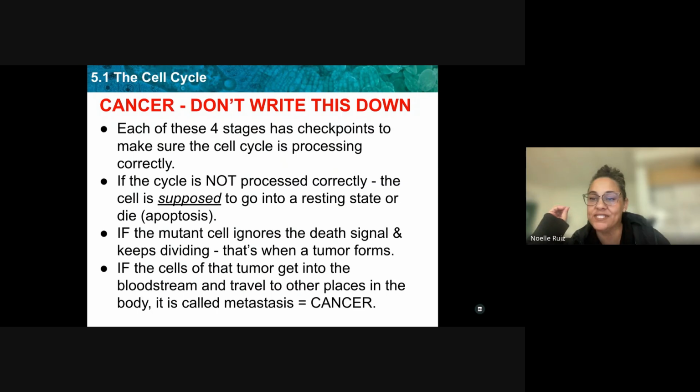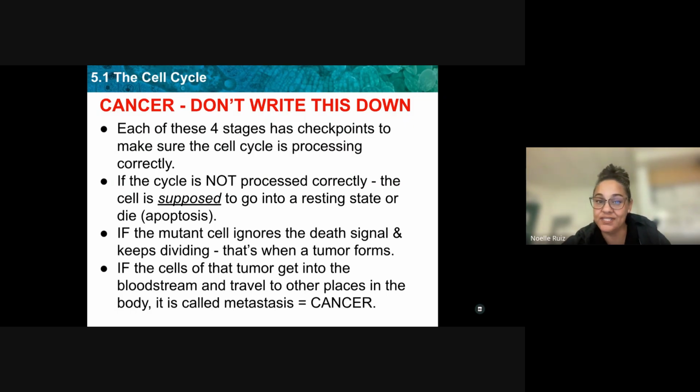But each of these 4 stages has checkpoints to make sure the cell cycle is processing correctly. One of your assignments next week, you'll be discovering these checkpoints. But if the cycle is not processed correctly, the cell is supposed to go into a resting state or die. If your cells aren't functioning properly, they self-destruct. That process is called apoptosis.